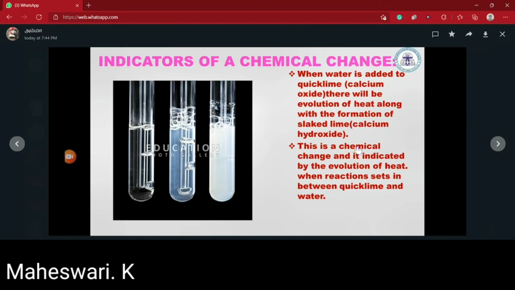Next, let us see indicators of a chemical change. When water is added to quicklime, there will be the evolution of heat along with the formation of slaked lime. This is a chemical change and it is indicated by the evolution of heat when the reaction sets in between the quicklime and water.